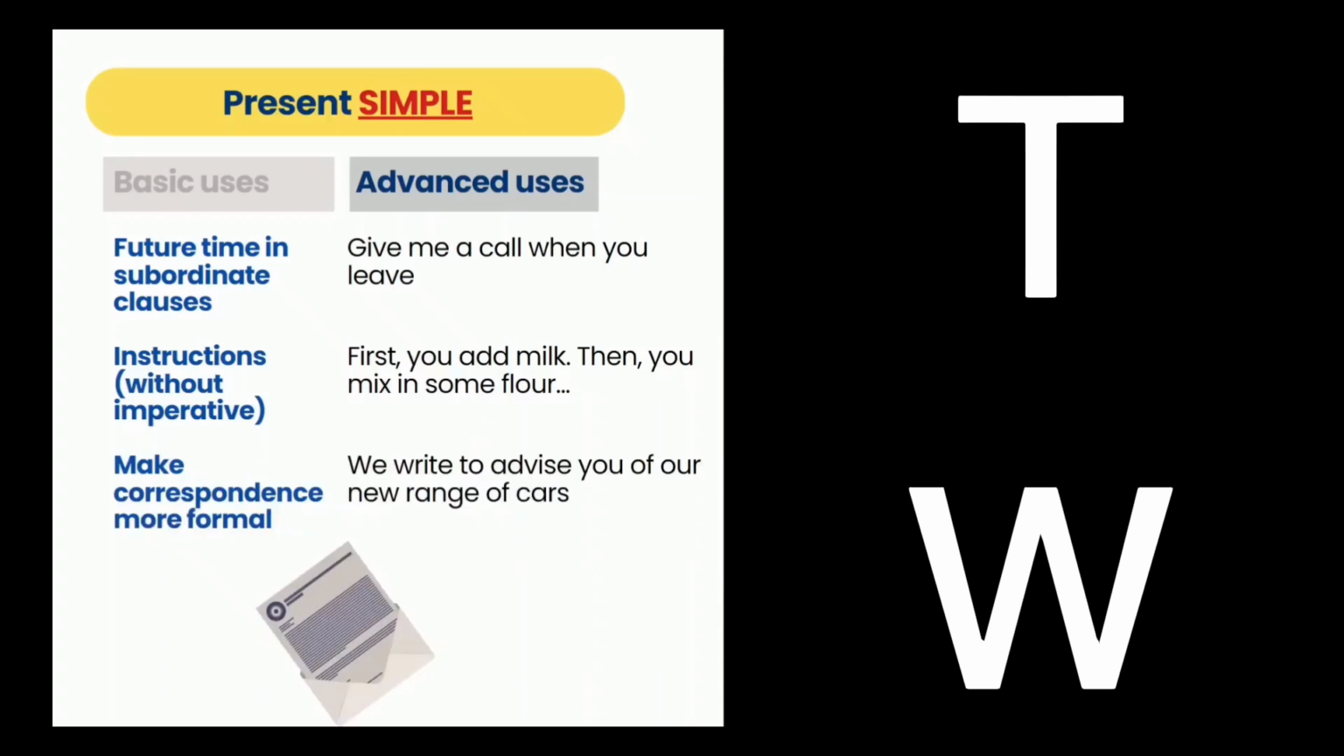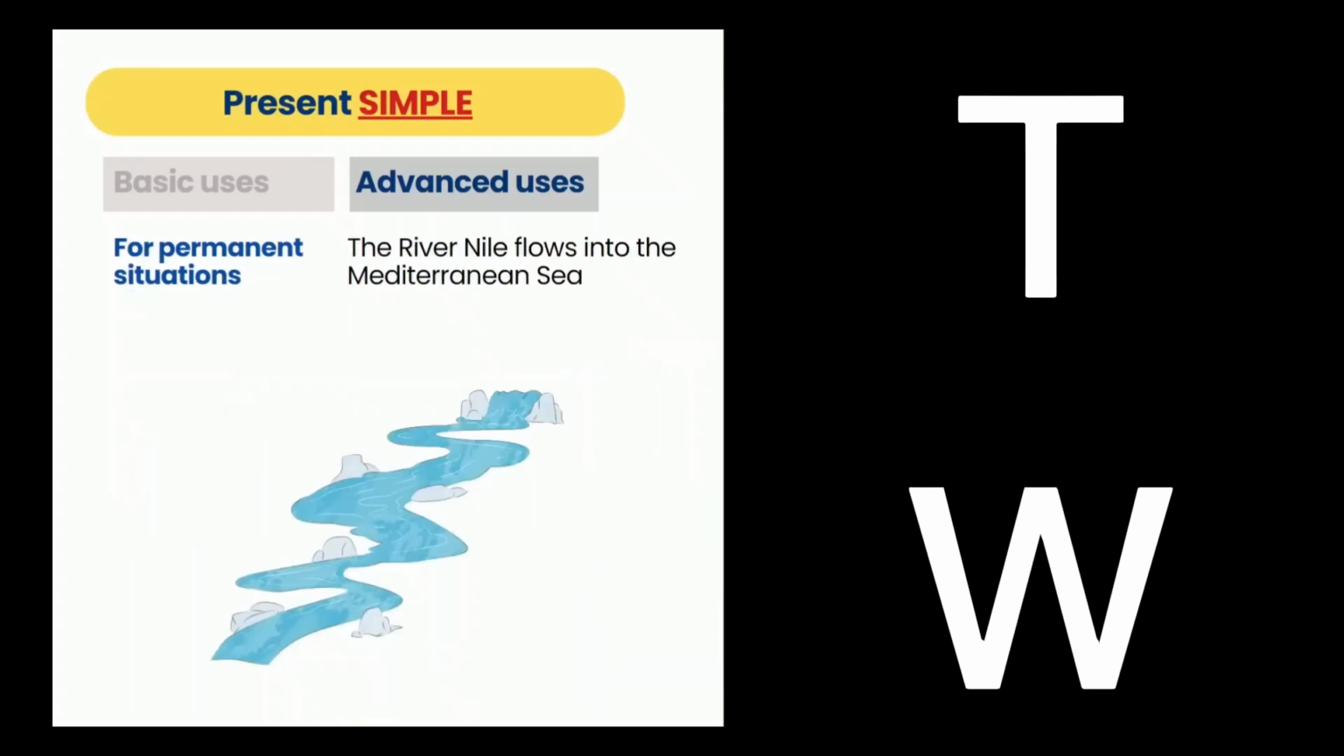You can also use the present simple to make correspondence more formal. Instead of saying, I am writing to you, make it even more formal by using the simple form. We write to advise you of our new range of cars. The present simple is also used in permanent situations. The River Nile flows into the Mediterranean Sea. It's always happened. It's always going to happen. It's permanent. Use the present simple.